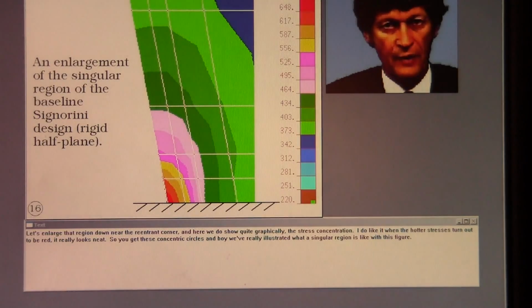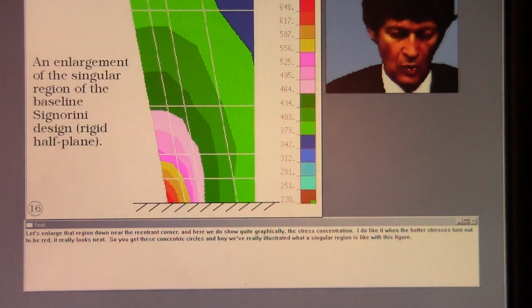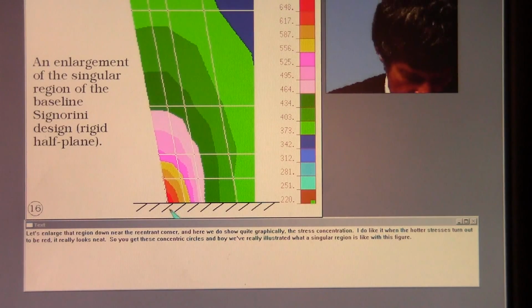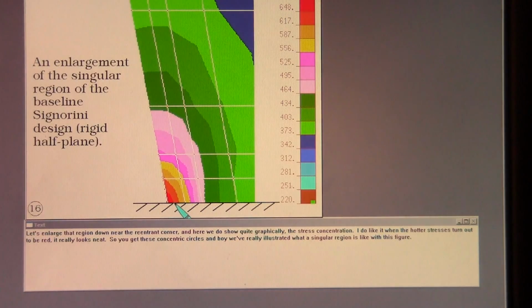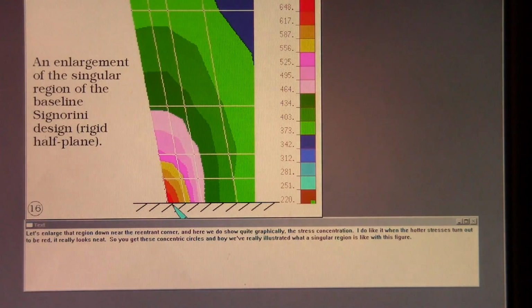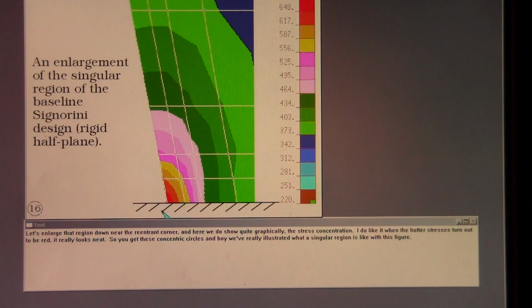Let's enlarge that region down near the reentrant corner, and here we do show quite graphically the stress concentration. I do like it when the hotter stresses turn out to be red. You know, it really looks neat. So you get these concentric circles, and boy, we've really illustrated what a singular region is like with this figure.